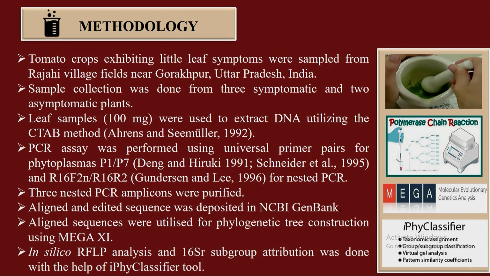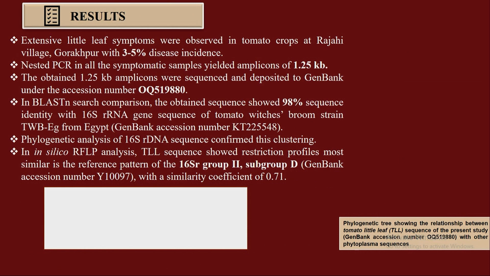Talking about the methodology, we collected crops showing symptoms and isolated the DNA using the CTAB method. We then went for a nested PCR assay using the P1/P7 and R16F2n/R16R2 primer pairs. Then we obtained an amplicon. When we got the sequence, we went for phylogenetic analysis and virtual RFLP.